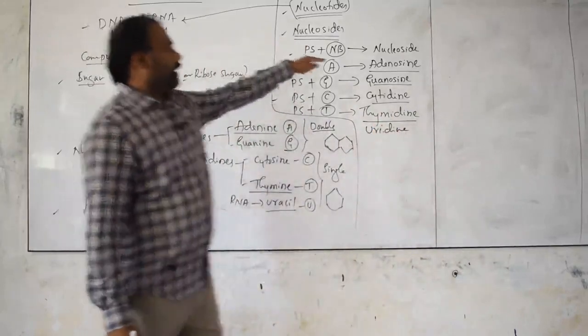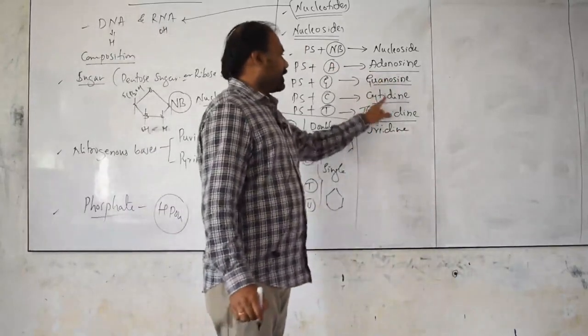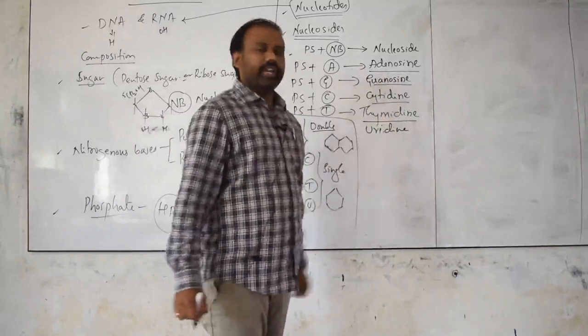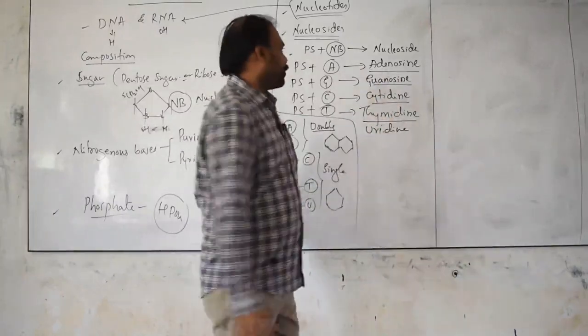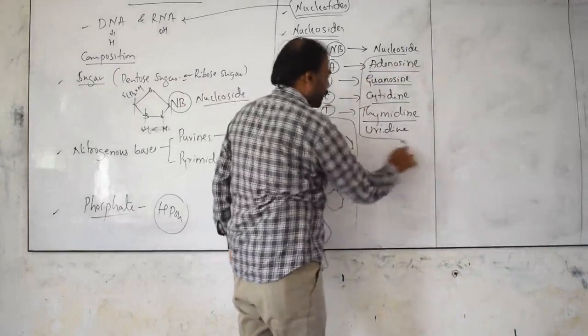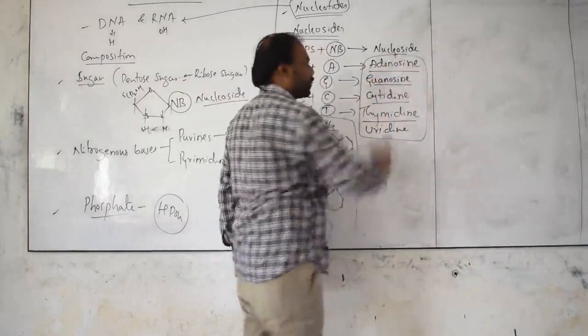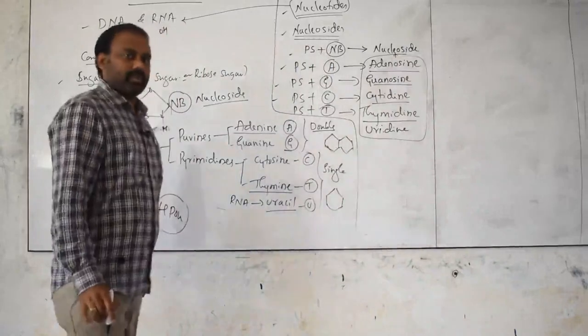Clear? So adenosine, guanosine, cytidine, thymidine, uridine are considered as nucleosides. I mean to say these all 5 are considered as nucleosides. Hope you understand. Next.